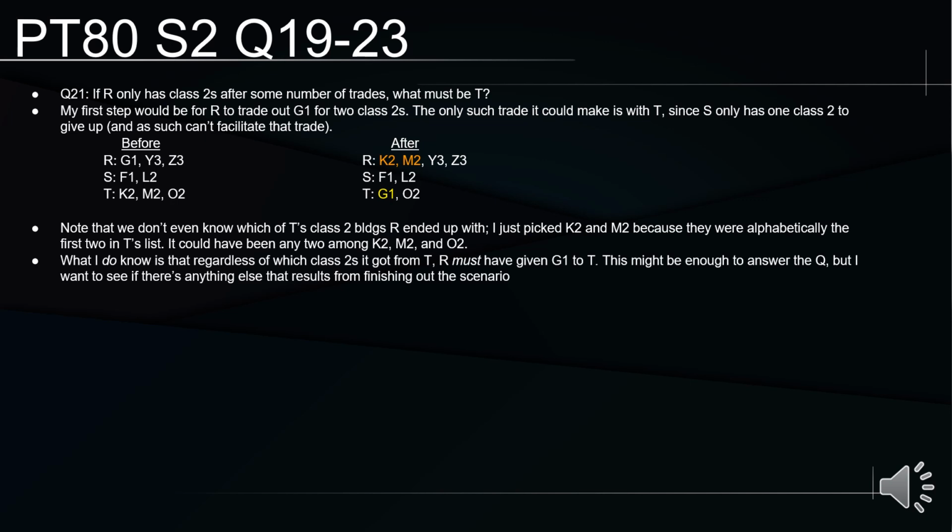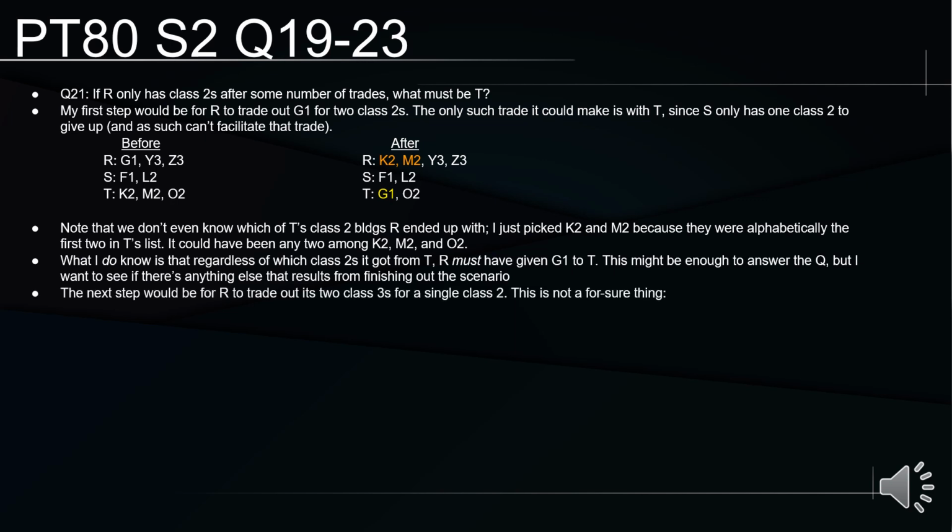What I do know is that regardless of which class 2s that it got from T, R must have given G to T. And again, this is because if R wants to get rid of G and get class 2s in exchange, there's only one way to do that. S doesn't have enough class 2s to trade away to R, but T does. So I imagine that R traded G to T, and T gave up 2 class 2 buildings to R in exchange. Frankly, this might be enough to answer the question alone, but I do want to see if there's anything else that results from finishing out the scenario. So I'm going to keep going here.